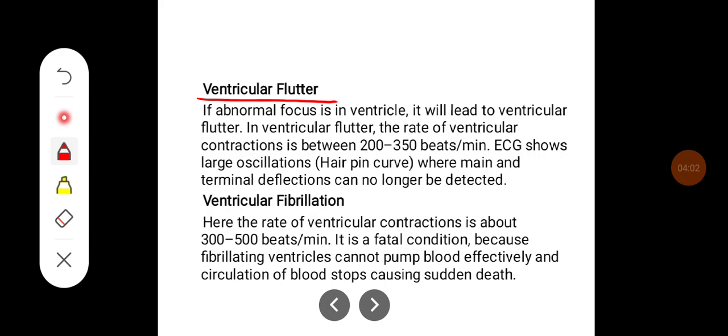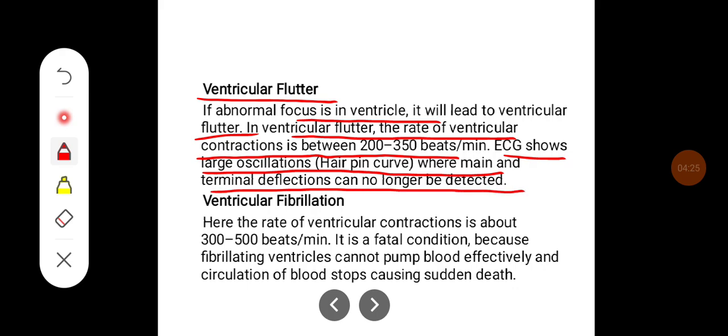Ventricular flutter. If the abnormal focus is in the ventricle, it will lead to ventricular flutter. In ventricular flutter, the rate of ventricular contraction is between 200 to 350 beats per minute. The ECG shows large oscillations, that is hairpin curves, where the main and terminal deflections can no longer be detected.